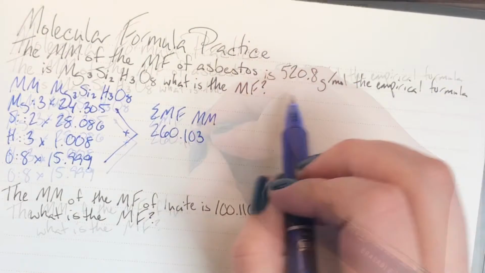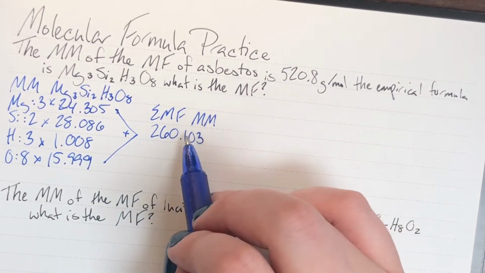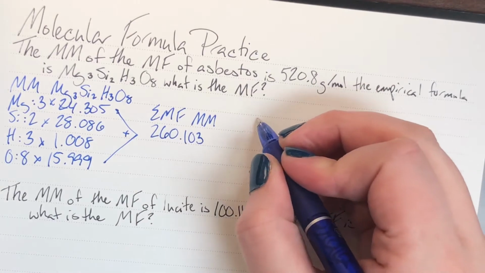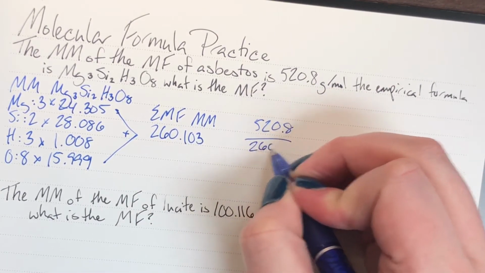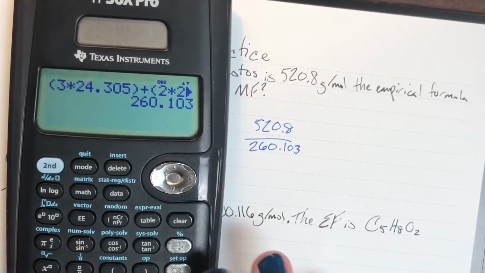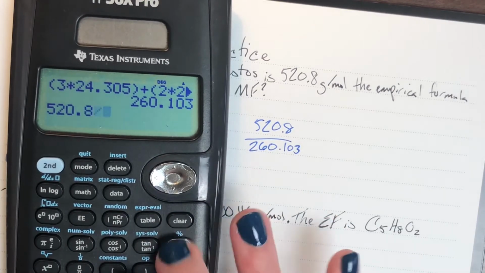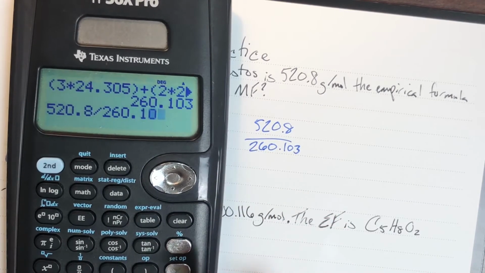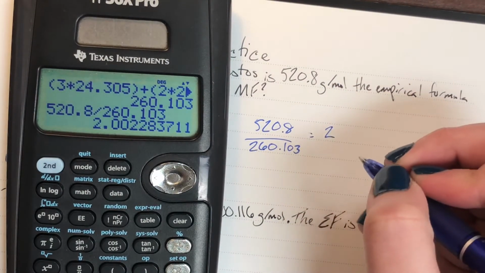And then I'm going to go ahead and divide the molecular molar mass by my empirical. So that would be 520.8 divided by 260.103, and that is going to equal close enough to 2.